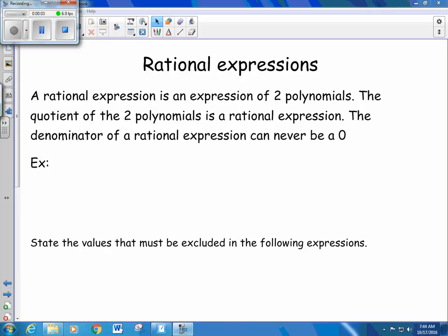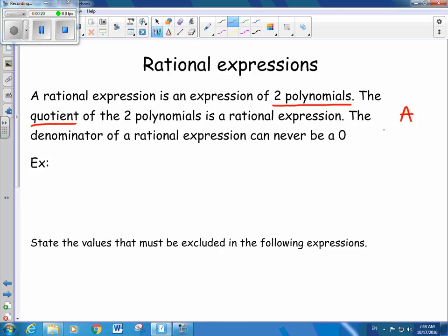We're going to talk about rational expressions. A rational expression is an expression of two polynomials. The quotient means that we're going to divide the two polynomials, and we call that a rational expression. So what you have to remember is that we're going to have an expression A over an expression B, and the denominator can never be 0.